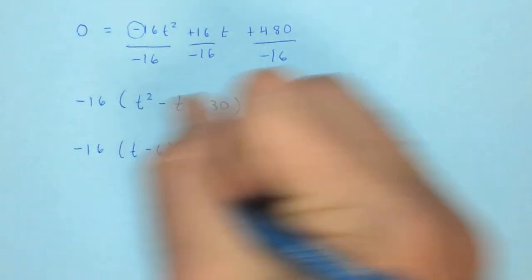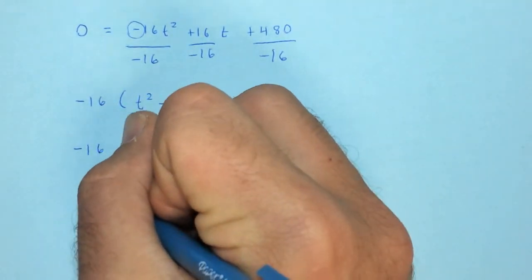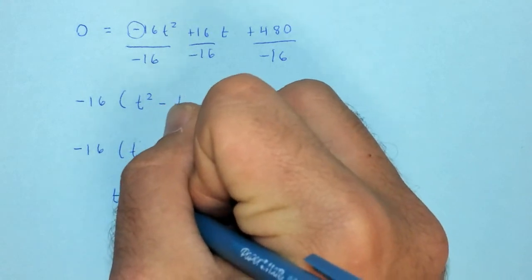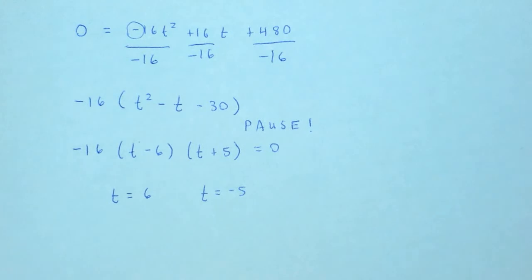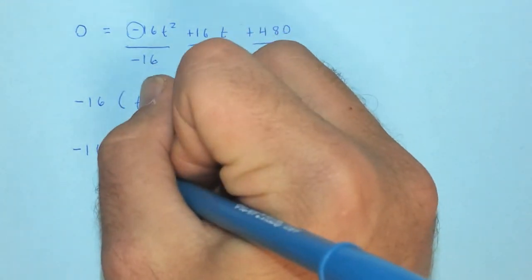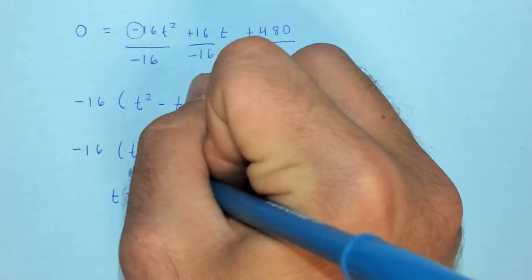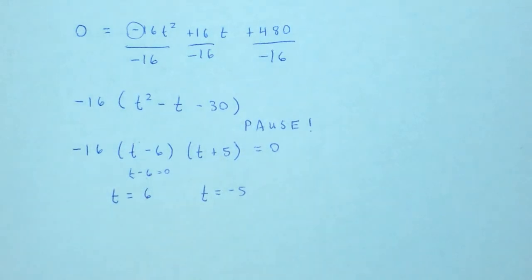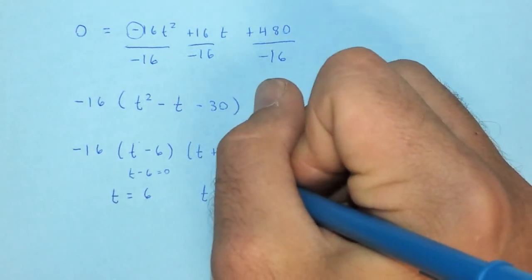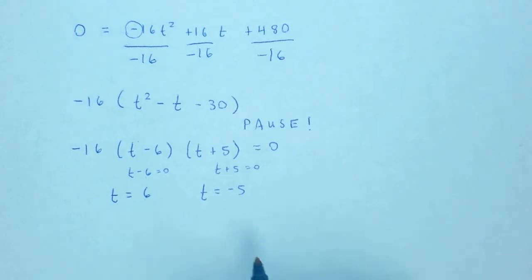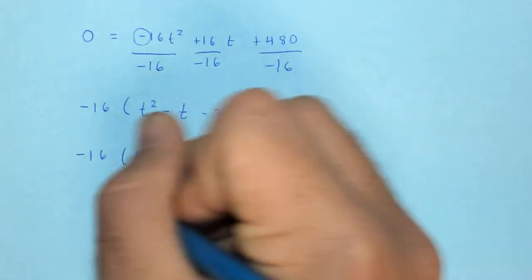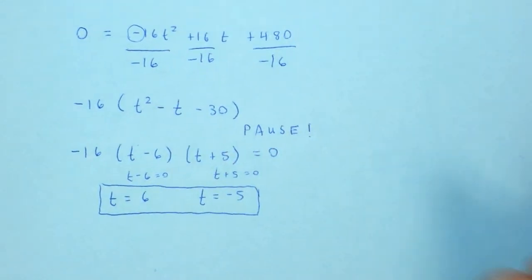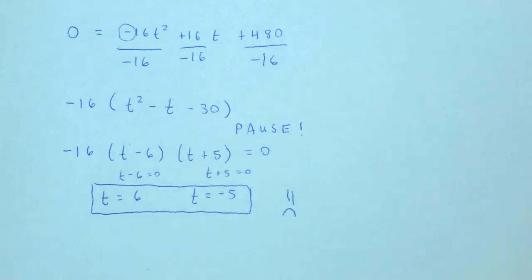So, if I want to solve for this, I'm going to get t is equal to 6 and t is equal to negative 5. That's me setting each one equal to 0. I'm going to have t minus 6 equal to 0. I add 6 to get positive 6. I have t plus 5 is equal to 0. I subtract 5 to get negative 5. And if you were to stop and say, well, Jason hits at these times, you would absolutely be incorrect.